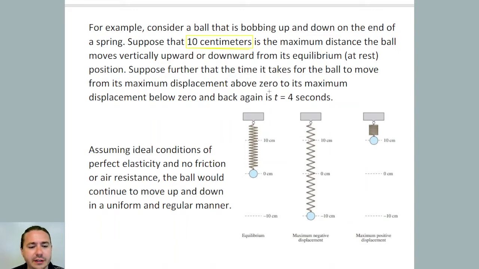The next thing to take into consideration is the time it takes for the ball to move from its maximum displacement, so that'd be up here, down to the minimum, and back to the maximum, which is 4 seconds. And so that's referring to our period.